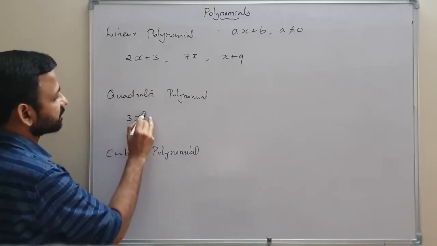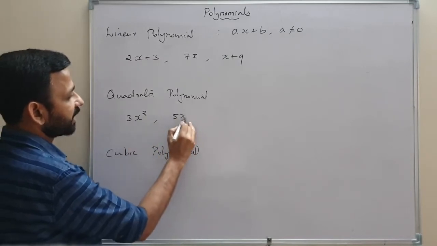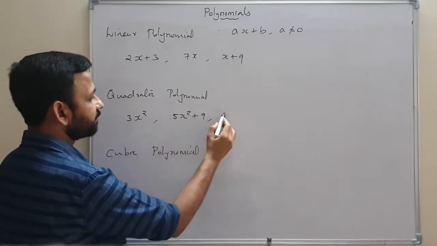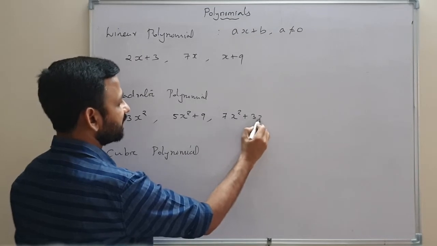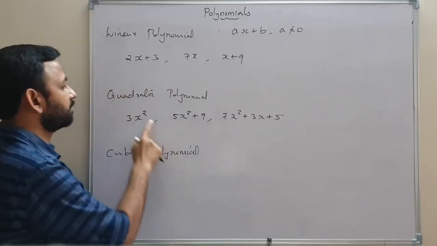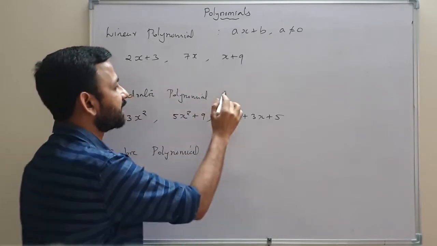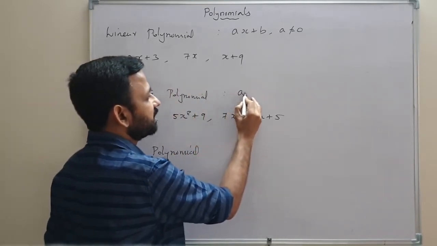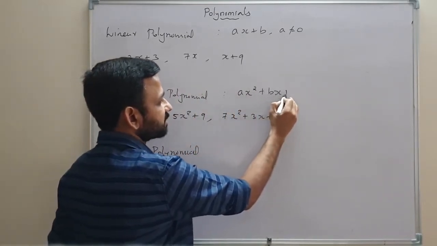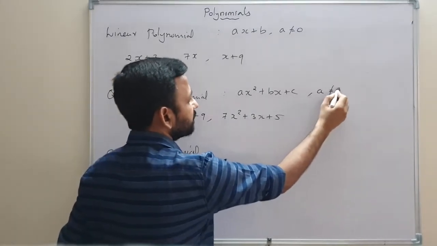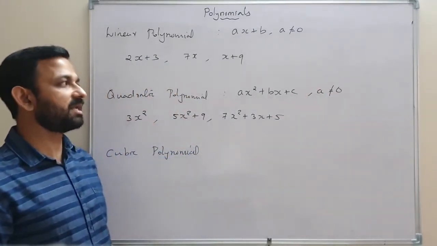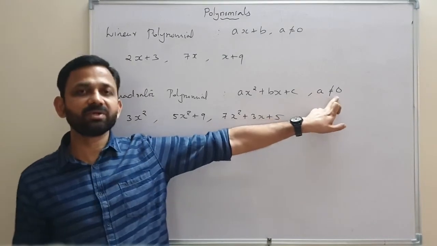Examples: 3x square, a quadratic polynomial. 5x square plus 9 is a quadratic polynomial. 7x square plus 3x plus 5, a quadratic polynomial. So degree 2, here degree 2, here degree 2. The standard form of a quadratic polynomial is ax square plus bx plus c, where a, b, c are real numbers and a is not equal to 0.